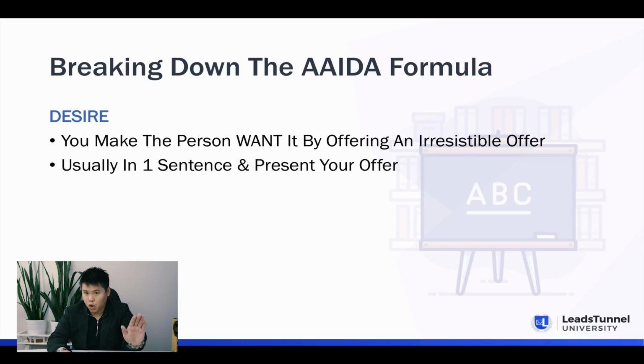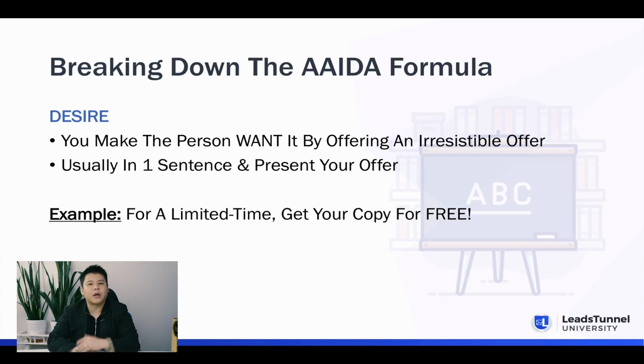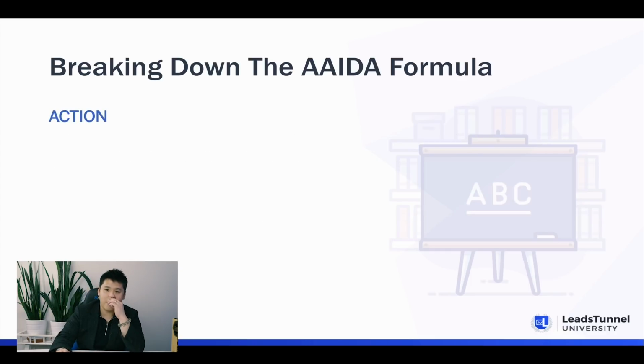Because again, they're sold by this time. You just want them to have the desire to want your product. So an example over here, using the keto cookbook, I would say, for a limited time, get your copy for free. That is my irresistible offer, and I just gave it to them. Now, the last piece is having the action again.